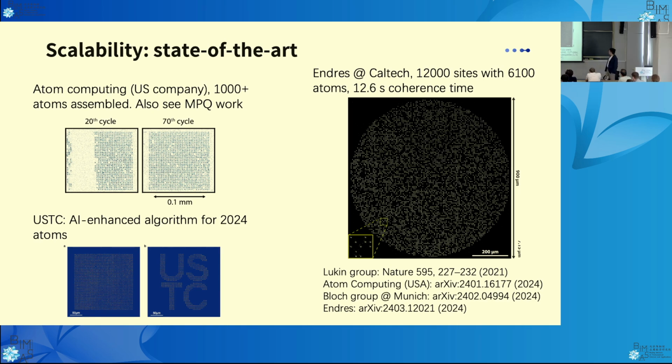And the state of the art in terms of scale is 6,100 atoms by Manuel Endres' lab at Caltech. They have also demonstrated a 12.6 second coherence time, but note that this array is not unity filled. They haven't done the rearrangement yet. So, of course, the Harvard group by Mikhail Lukin and collaborators were the pioneers, and also there are groups in Germany and France who are also working on this.